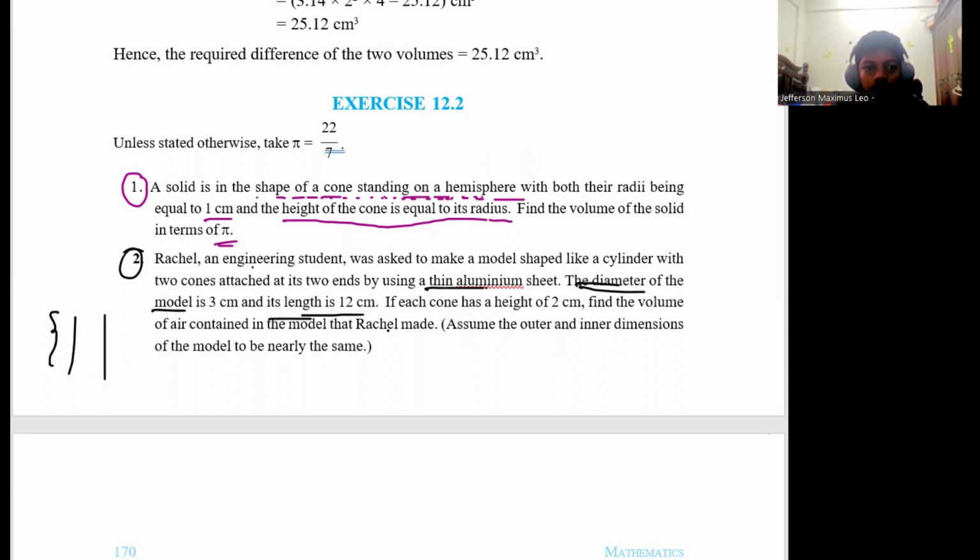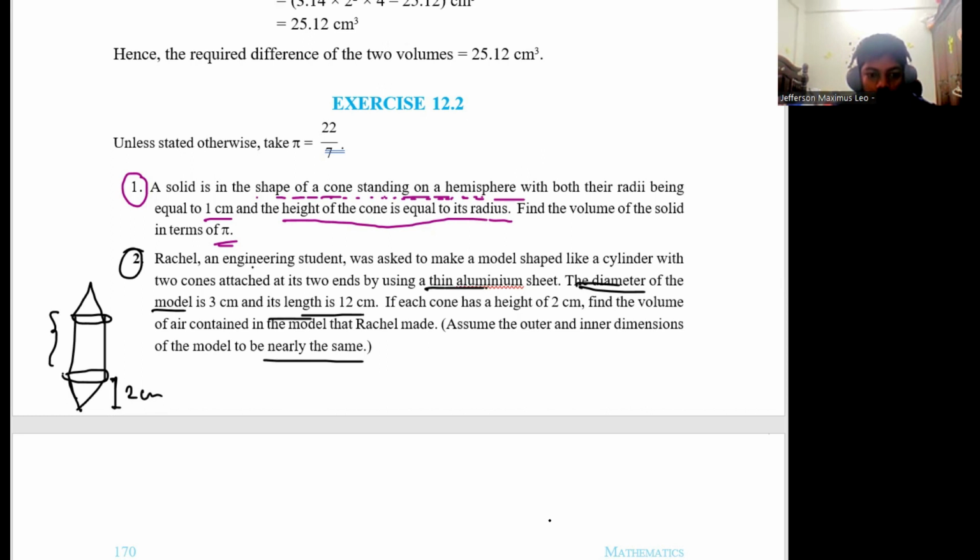So the cylinder length represents the height of the cylinder. If each cone has a height of 2 centimeter, the cone is attached at the end of the cylinder, so two ends. So the shape is a total solid shape like this. The height of the cone, from this to that, is 2 centimeter. And find the volume of the air contained in the model that Rachel made. Assume that outer and inner dimensions of the model are nearly the same. So we want to find the volume of the total model.